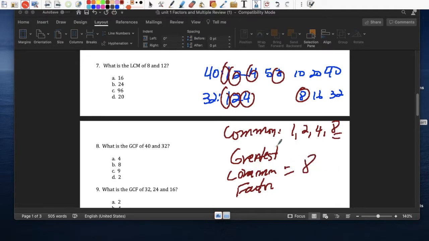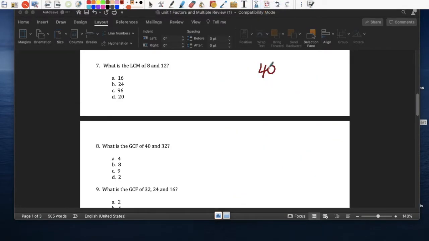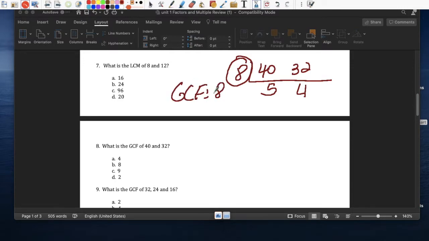Okay, but you could have also done the ladder method. So what number goes into 40 and 32? Well, you can use 2, you can use 4, you can also use 8. 8 goes into 40 5 times. 8 goes into 32 4 times. Can we continue? No. So we want GCF. Remember, GCF is only that number. GCF is 8. So either way you do it, you get the same answer.